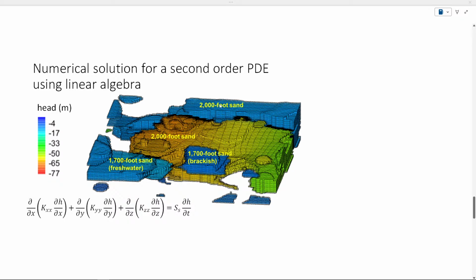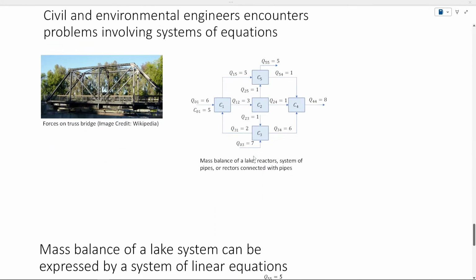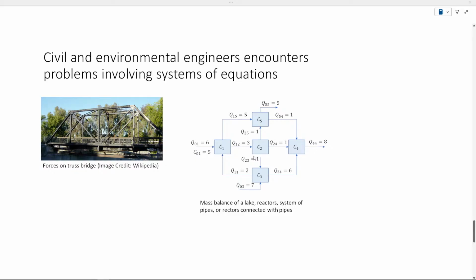Why is this distributed? Because it's distributed in space, and it's not a black box model. I know what's happening inside my system. I know the state of the system at each point that's varying in space. On the other hand, in civil engineering, we also deal with problems where we don't use a distributed model but use a lumped model. So here, for example, this would be forces on a truss bridge. I can consider each of these elements as a separate component, and then I see how these components interact together with a system of linear equations.